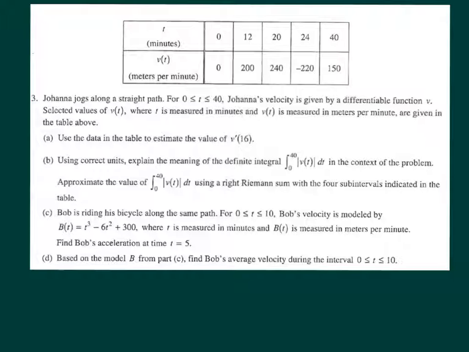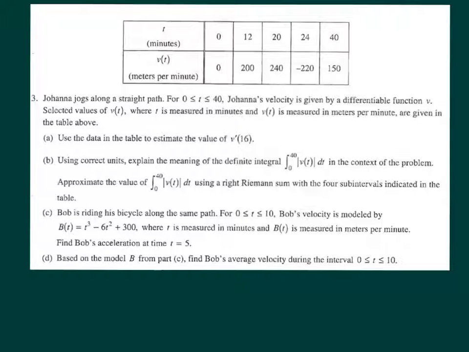Part B on this one, using correct units, explain the meaning of that integral, the integral from 0 to 40 of the absolute value of v of t. Again, what you have to be aware of in this case is the difference in meanings between the integral of v of t and the integral of the absolute value of v of t. So be comfortable with what that meaning is.